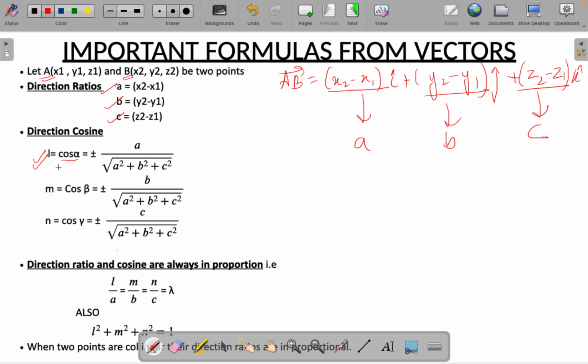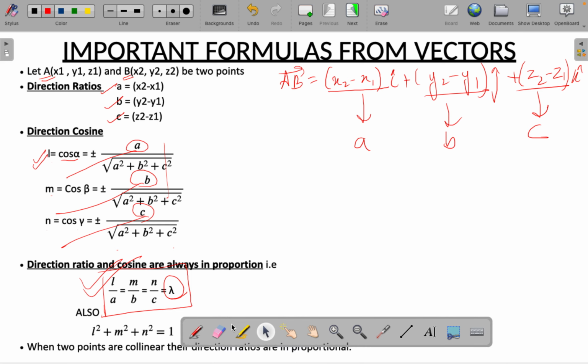Now again you can know the fact, if I take a that side, b that side and c also that side, I will get the same ratio in all three. So I can say that direction ratios and direction cosines are always proportional to each other. So I can say put it equal to lambda. This is also a known fact.